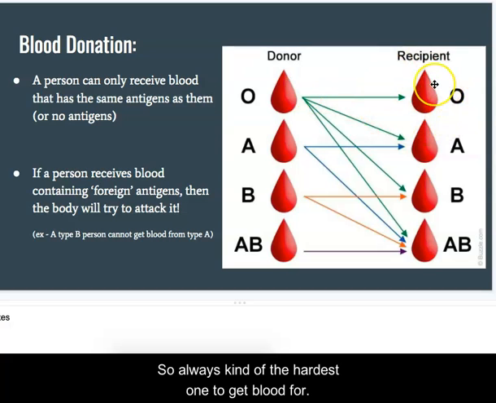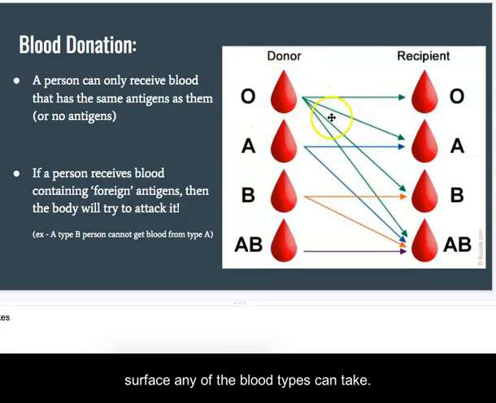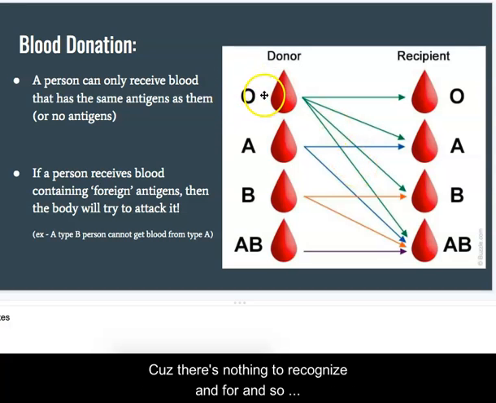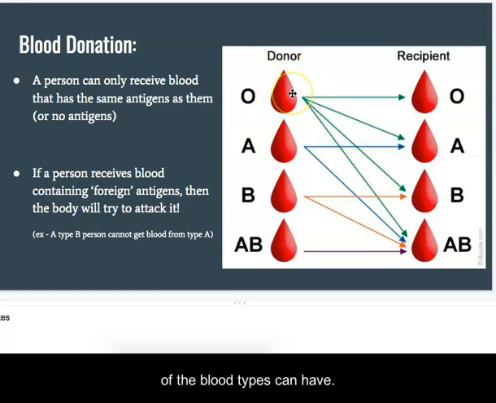So O is kind of the hardest one to get blood for. However, because it doesn't have any antigens on the surface, any of the blood types can take it, because there's nothing to recognize as foreign. So O is kind of known as the universal donor, because any of the blood types can have and receive type O blood.